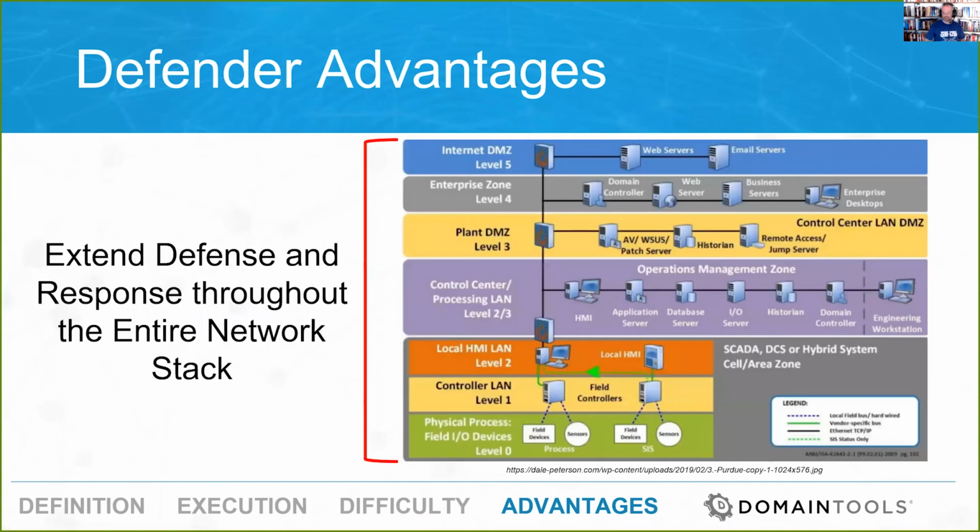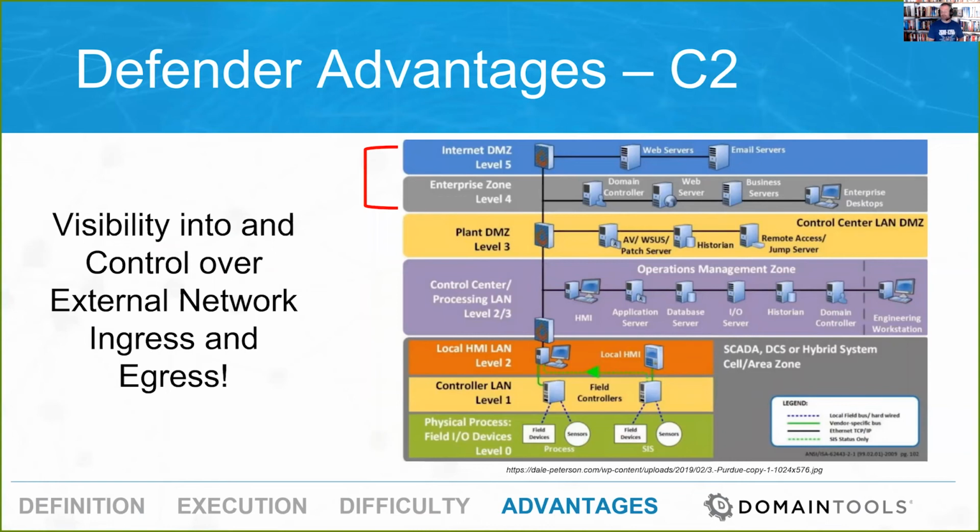So for example, looking at the Purdue reference architecture, which is primarily used for looking at the relationship between network segments in industrial environments, we see multiple enclaves or multiple layers of a network or operational environment where we can apply defense and response through the entire sequence of events to really make life rough for an adversary.